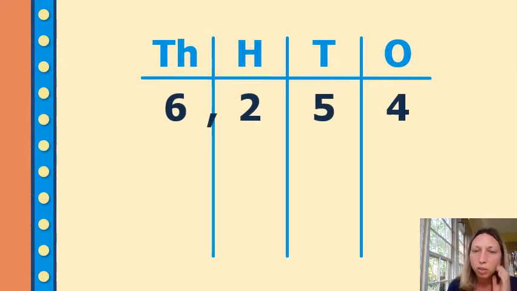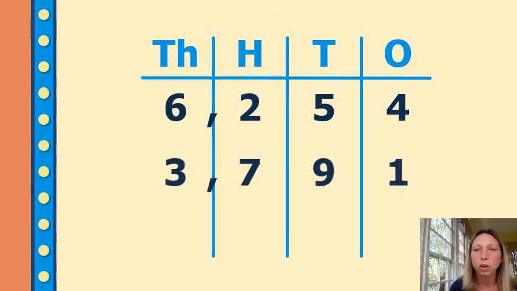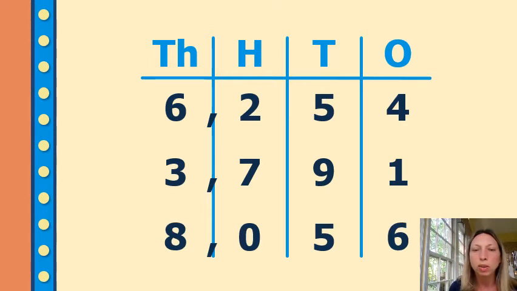If we look at this number, 6,254, you see the 6 is in the thousands place. This H is for the hundreds place, T is for tens, and O is for ones. So 3,791 has 3 in the 3,000s, 700s, 9 tens, and 1 one. This number, 8,056, has an 8 in the thousands place. There is a 0 in the hundreds place because there's not any hundreds. There is a 5 for the tens place and a 6 in the ones place.